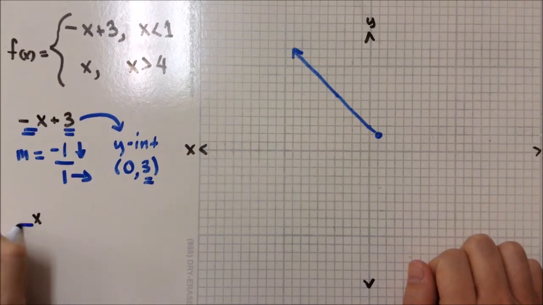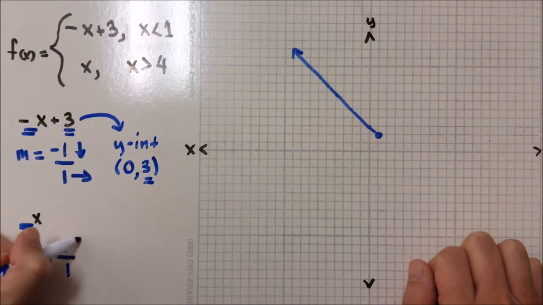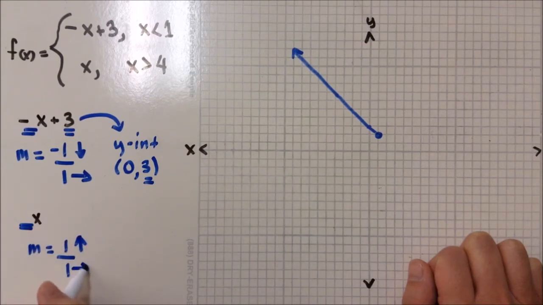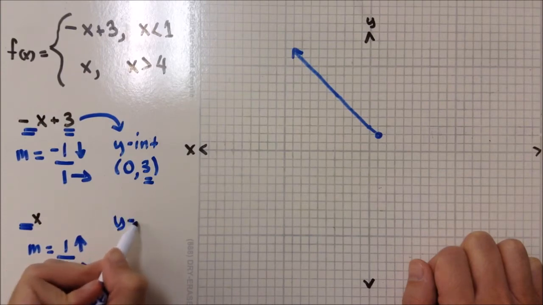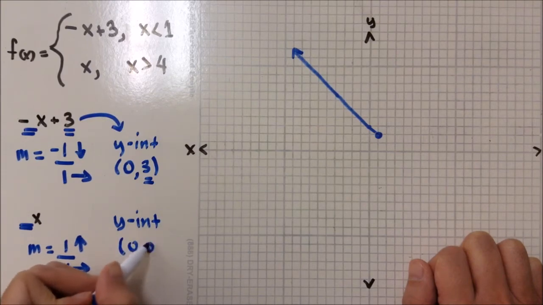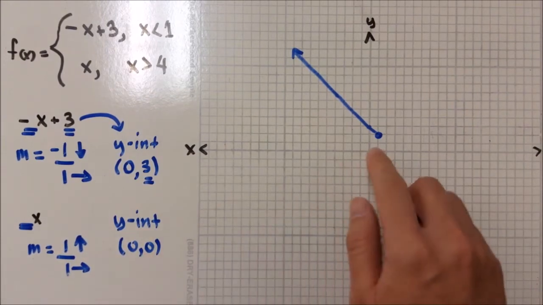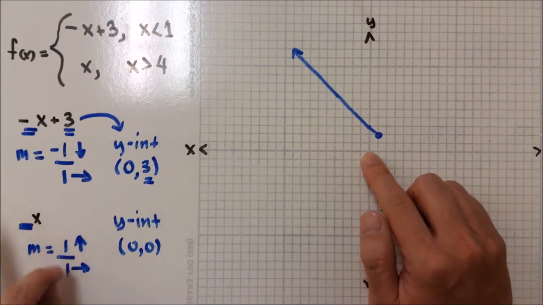So it's just x, so that means that the slope is just a positive 1, and then I'm going to convert it into a fraction. Now again, the top number would tell us if it's going up or down. So since it's positive, it will go up. The bottom number goes right. Since there is no number behind the x, that means the y-intercept is just 0, 0. So since it's 0, 0 right here, it's going to go up 1, right 1.